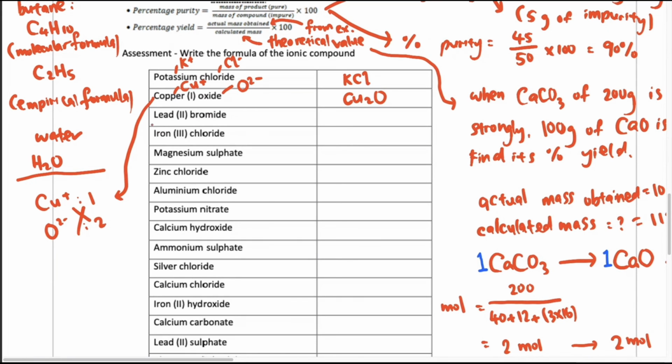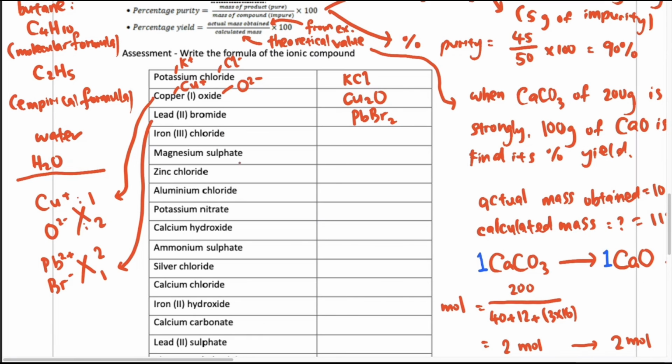Lead 2 bromide. Pb2 plus, and bromide Br negative. So 2, 1, exchange. So Pb take 1, Br take 2. So PbBr2. Iron 3 chloride.